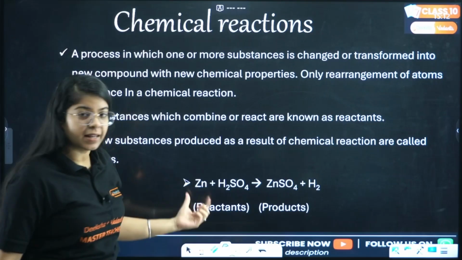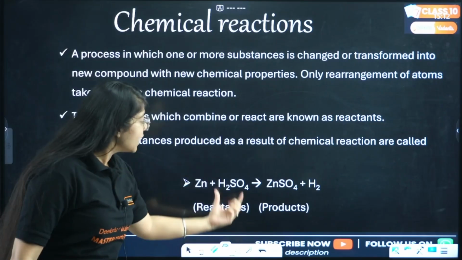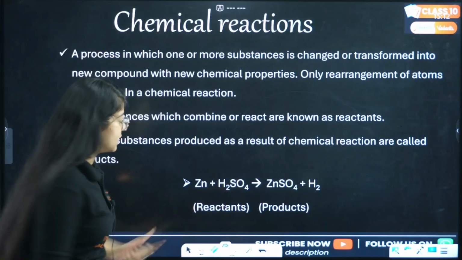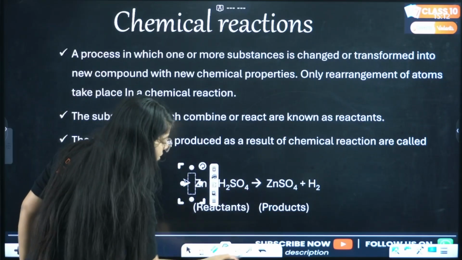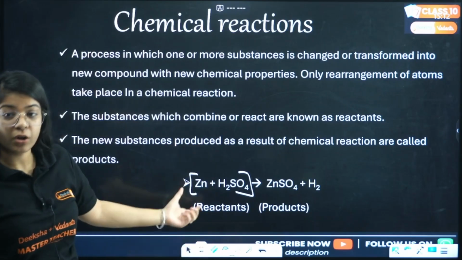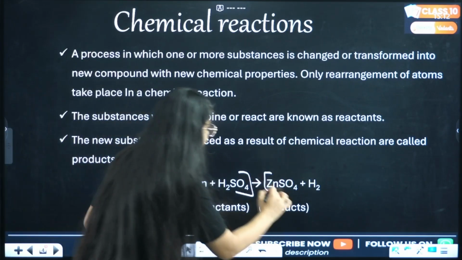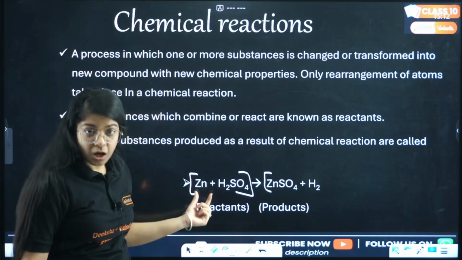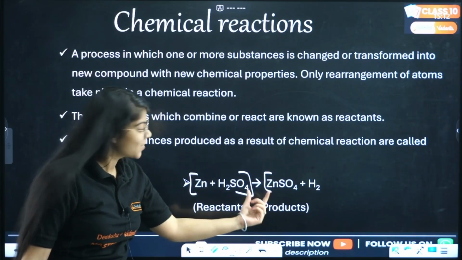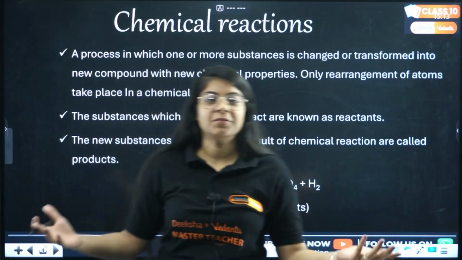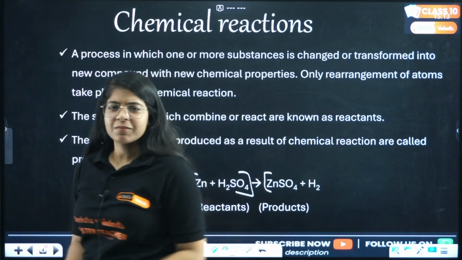So you take Zn, that is your zinc, and combine it with sulfuric acid, H2SO4. So zinc plus sulfuric acid. This part on the left hand side is called your reactant. On the right hand side, see it now. Zinc is combined with SO4. So here zinc was alone. Now we got someone. So this is ZnSO4 plus H2, that is your product. Great. Understood everyone? Very simple.